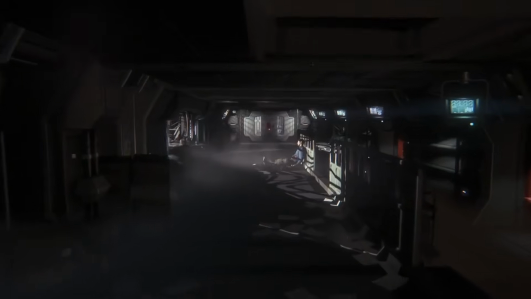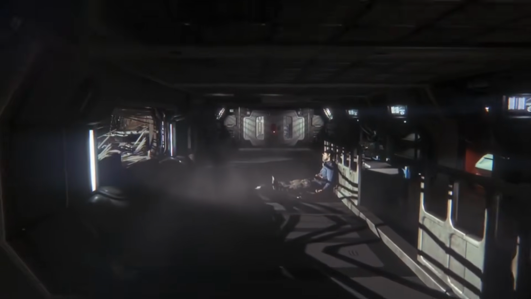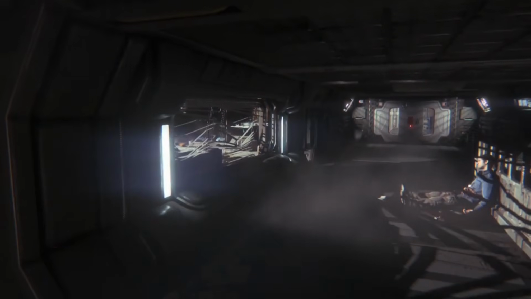Alien Isolation built something that players weren't ready for, and that is an enemy that doesn't follow simple patterns, because it's studying yours. And that changes horror from being just a haunted house to being psychological warfare.